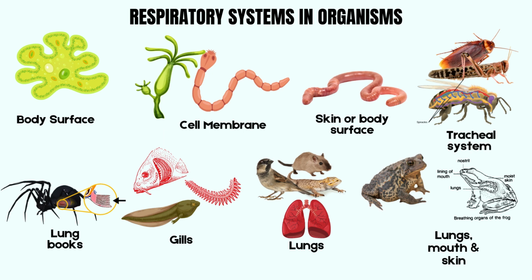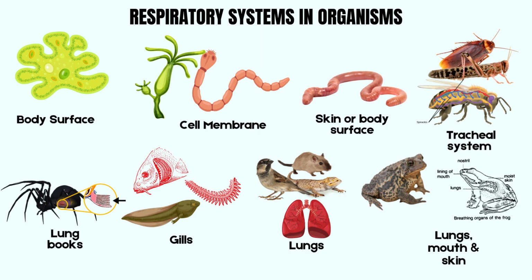Unicellular organisms like amoeba and paramecium make use of their body surface. Hydra and tapeworm make use of the cell membrane. The cell membrane is a semi-permeable membrane and it allows for efficient gaseous exchange between hydra and its environment. Earthworm uses the wet skin or the body surface. The skin is adequately supplied with blood vessels, it is thin-walled, it is moist, and it enables efficient gaseous exchange.